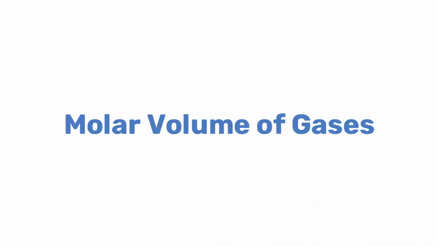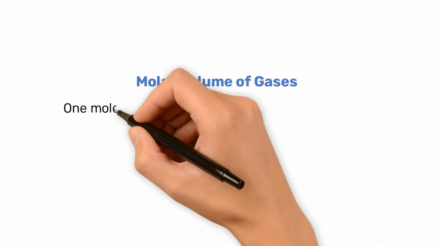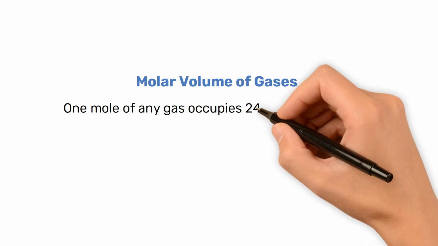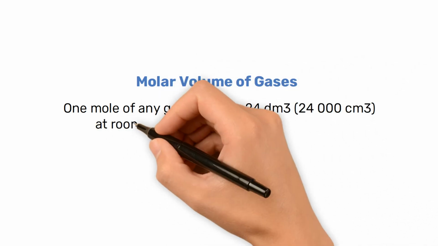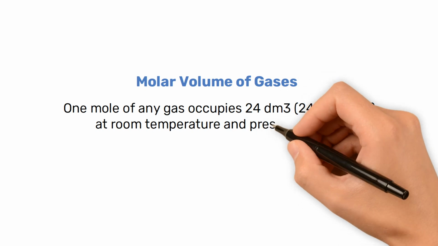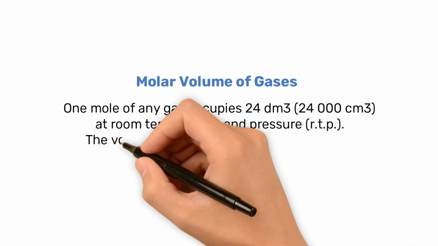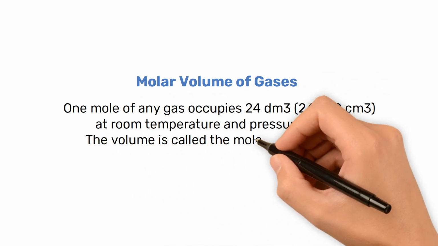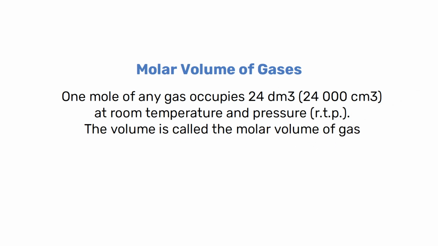So what is molar volume of gas? It is the volume of one mole of any gas, which occupies 24 dm cube or 24,000 cm cube at room temperature and pressure. So the volume is called the molar volume of gas.